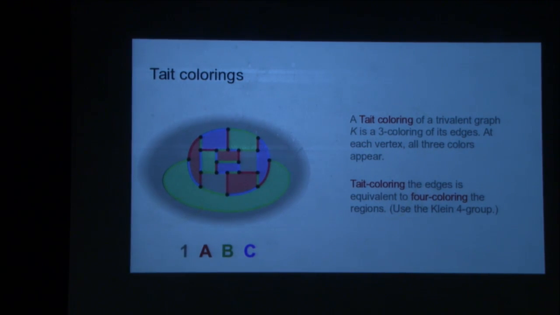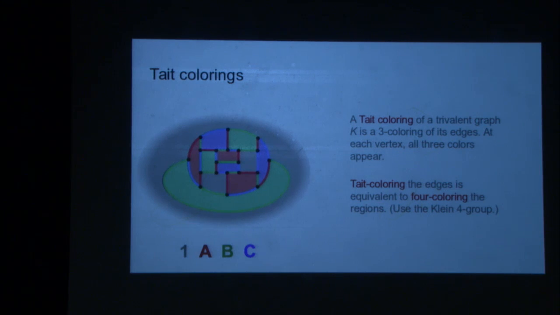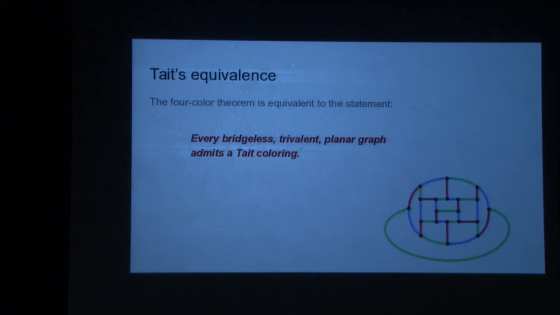So that's how you go from edge colorings to region colorings, 3 colorings of the edges to 4 colorings of the region, and vice versa. So this is what Tate observed, that the Four Color theorem is equivalent to the statement that you can Tate color, you can 3 color the edges of every bridgeless trivalent planar graph. And there's a graph illustrating that.